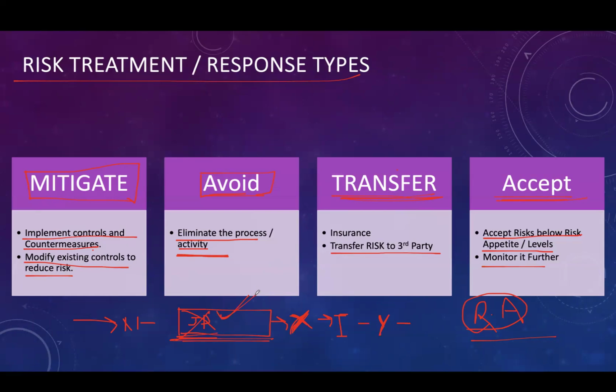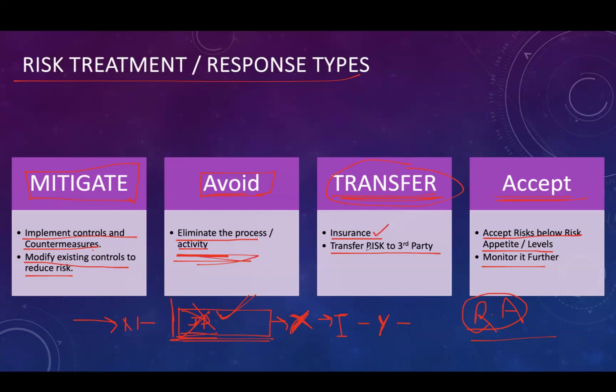So there are four types: mitigate, where we will apply some countermeasures, some controls to reduce the risk. Same example, if I take mitigation, I will apply some reinforced walls, or I may provide some work from home options, etc. So that is mitigating the risk. Avoiding is completely eliminating the process. I am not going to do business, so I'm eliminating this process. Transfer is transferring it to some other third party or taking an insurance. So in most of the questions where you will see risk transfer, the answer would be insurance.